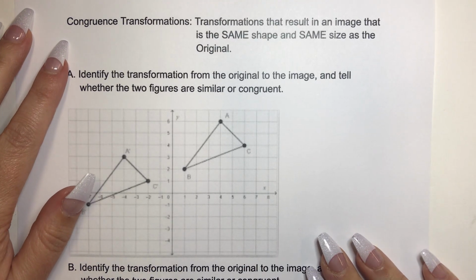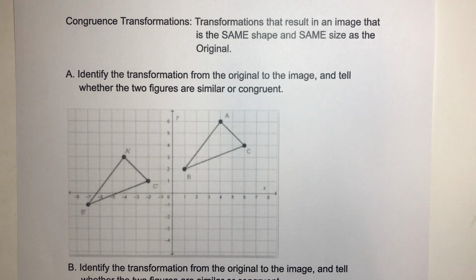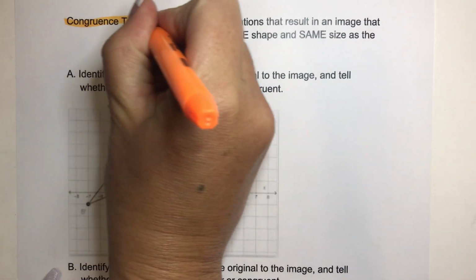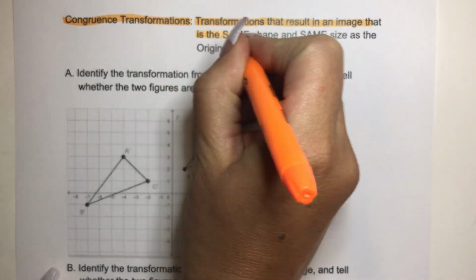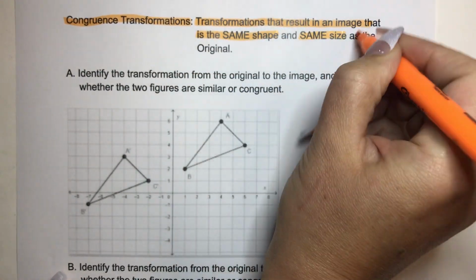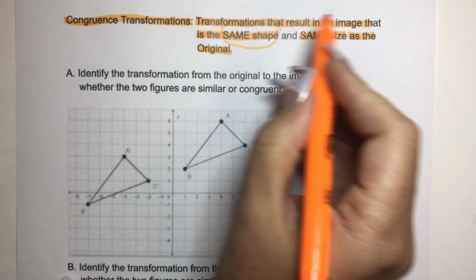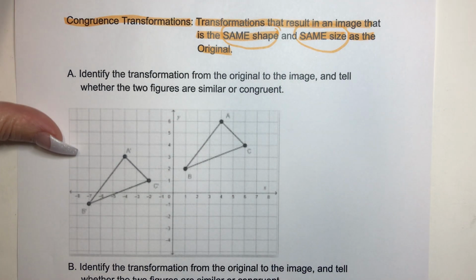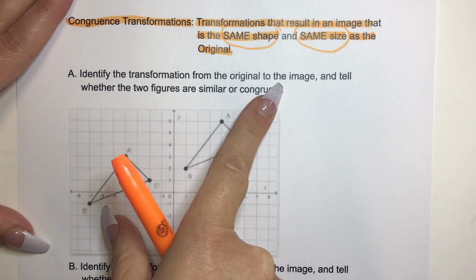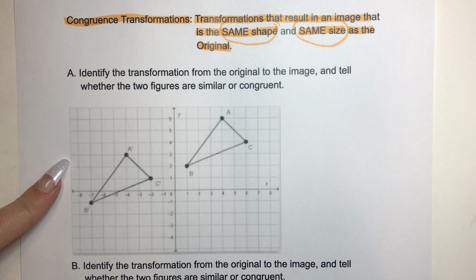All right, let's go ahead and talk about congruence transformations. Congruence transformations are transformations that result in an image that is the same shape and the same size as the original. So it's the same shape and the same size. Okay, so for A, we're going to identify the transformation from the original to the image and tell whether the two figures are similar or congruent.